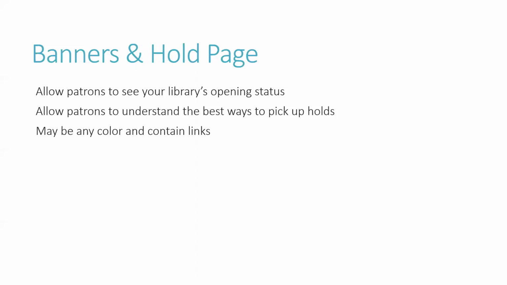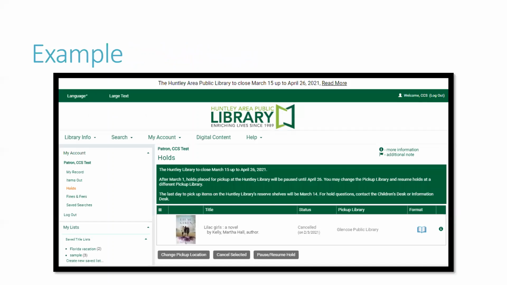So let me show you two good examples of this. So here Huntley has opted to include a banner with closing information. They'll actually be closed for a pretty significant amount of time. So what they've done is they've added that banner up top with a real short and simple message. Always recommend keeping that as short as you can. And then they've linked out to their library's updates page. So patrons can go there to learn more about the closure and how it will affect library services.